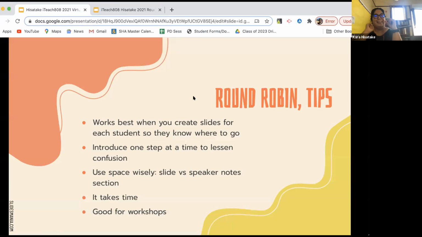In terms of tips, I think it works best when you create slides and have student names on the slide so they know where to go and they're not confused. And it's best if you don't have all the directions there at once. Maybe have a separate document with all the steps and then upload it one at a time as you're doing the lesson. It will lessen the amount of confusion. I did that sometimes, so they'll only focus on one step at a time.